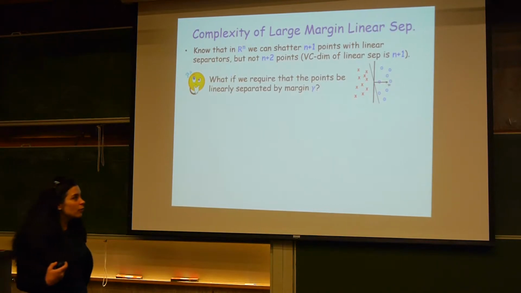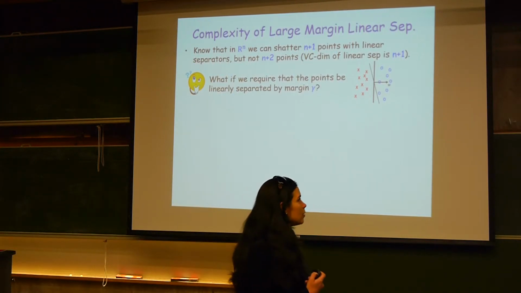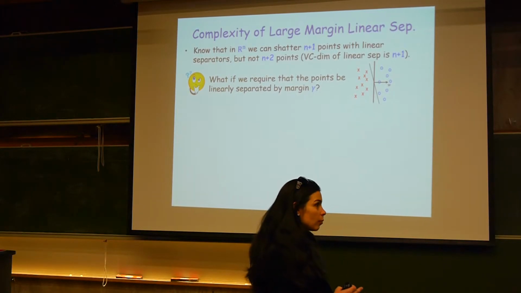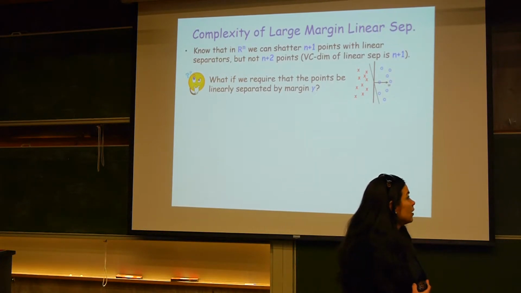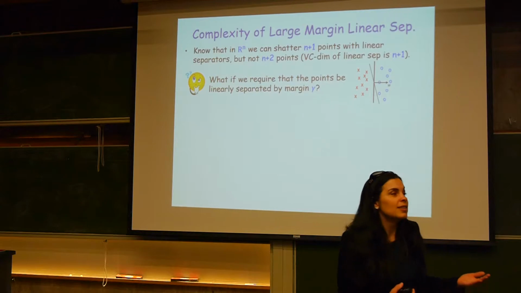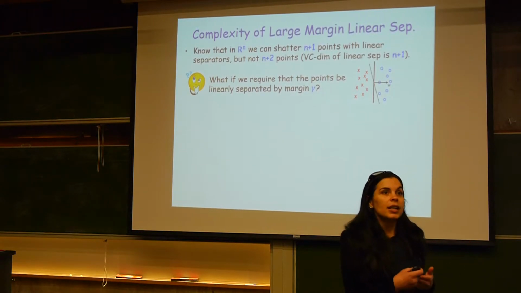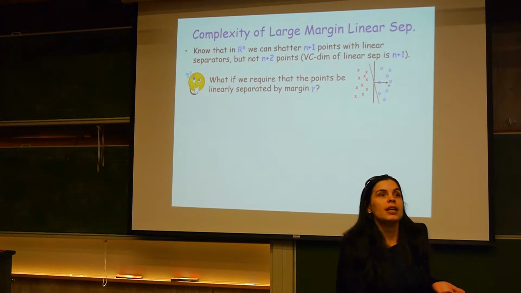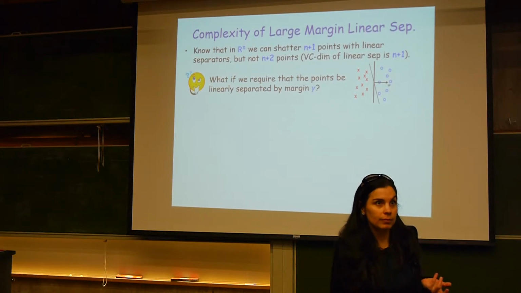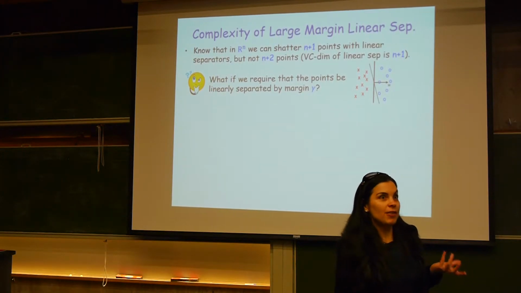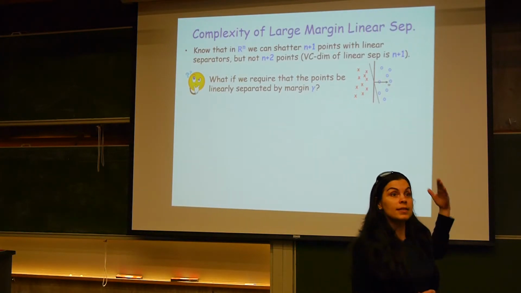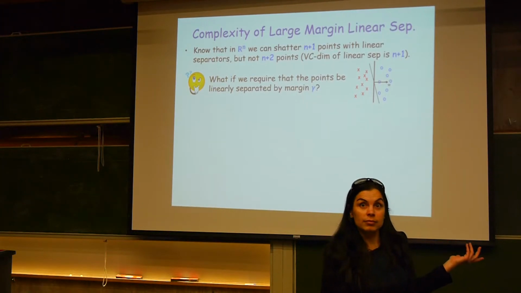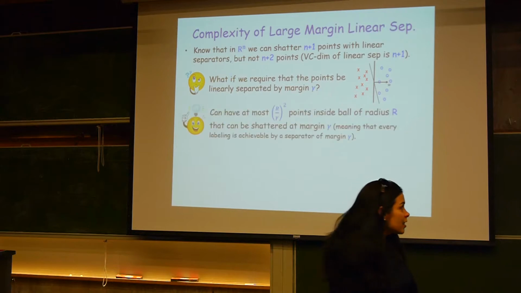But how about if we require that the points are linearly separable with a margin? How about if we think about shattering a number of points with separators of a large margin? Here's my question: how many points can you shatter, or label in all possible ways, by using linear separators that have a certain margin gamma? Intuitively, if gamma is very large, like the margin is a constant, you'd think that this is potentially much smaller than n plus 1, the dimension of the ambient space. And it turns out that this is actually true.